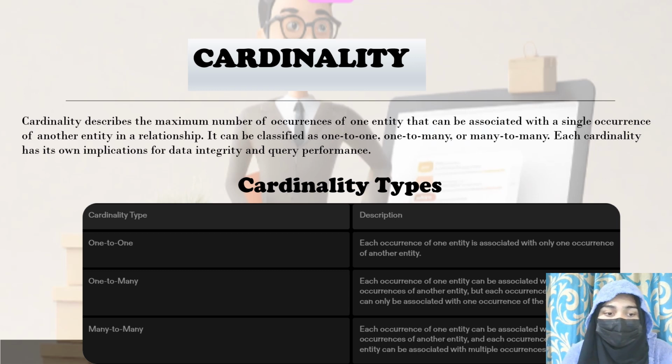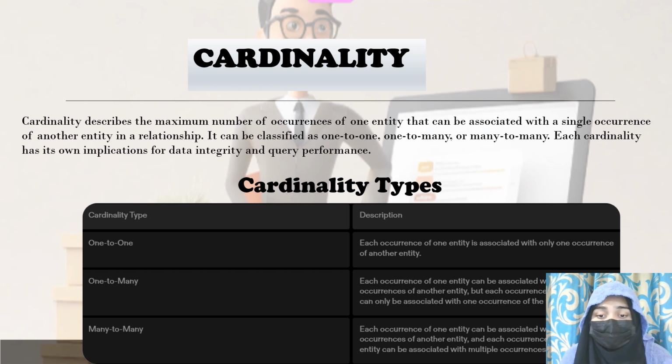Talking about cardinality, what is cardinality? Cardinality describes the maximum number of occurrences of one entity that can be associated with a single occurrence of another entity in a relationship. It can be classified as one-to-one, one-to-many, many-to-many, and also many-to-one. Each cardinality has its own implications for data integrity and query performance. The types are the ones I mentioned before: one-to-one, one-to-many, many-to-many, and many-to-one.